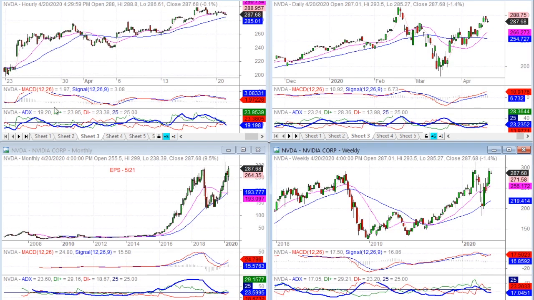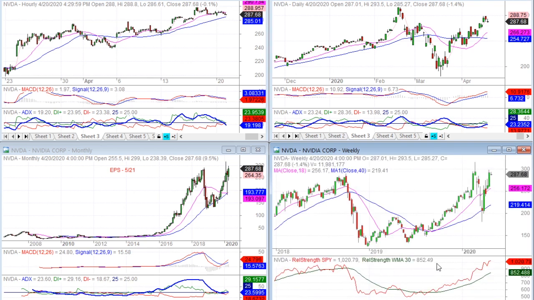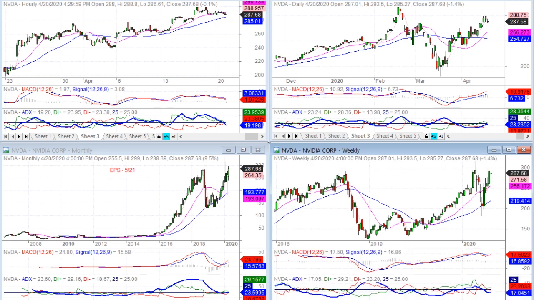NVDA has shown some really good strength. It's one of the strongest stocks out there, really. If you look at where it's been relative to the market, let me just show. This is the relative strength line. So this is how this stock is doing relative to the S&P and has been for a very long time. And even through this huge decline, it really performed way better than the S&P did.